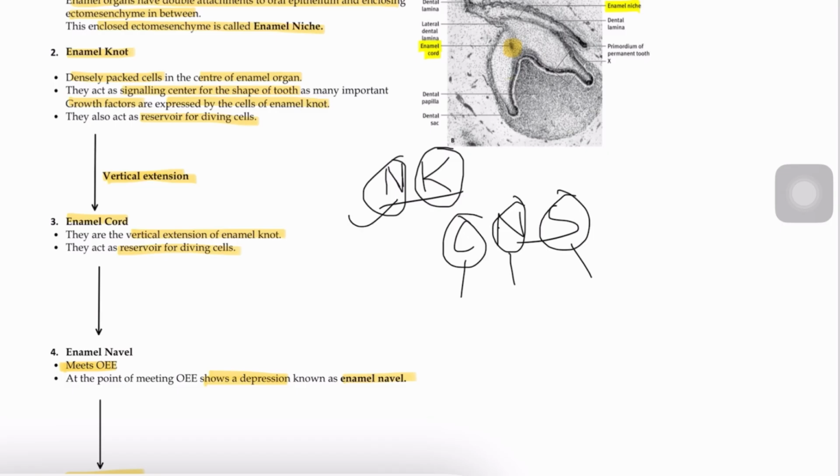Niche was what? Basically, between the two attachments, the ectomesenchymal cells which are present become the niche. What happened in knot? They are densely packed cells present in the center of the enamel organ. And these are very important for the shape of the tooth because they have growth factors in them. Then we have enamel cord, which is basically the vertical extension of the enamel knot.